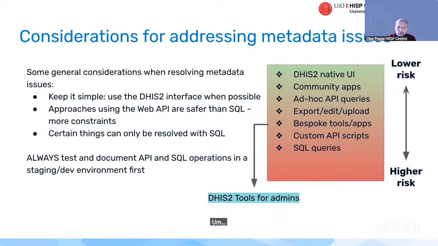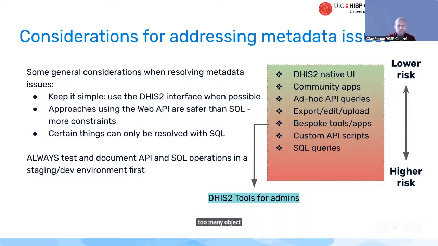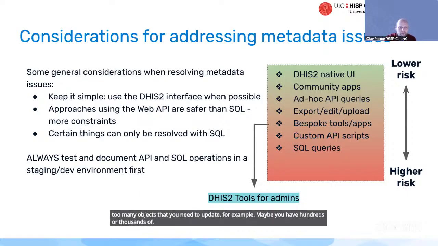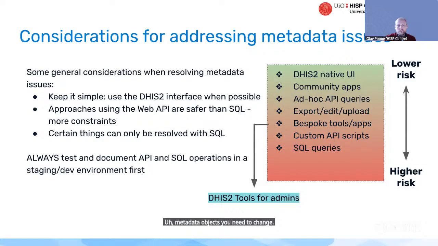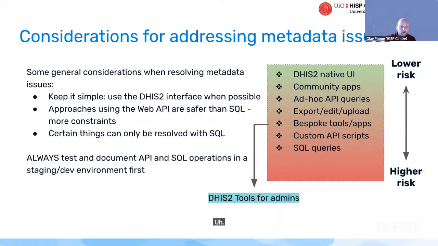When that's not possible, either because it's an operation that is not possible to do in the user interface, or because you just have too many objects that you need to update, for example. Maybe you have hundreds or thousands of metadata objects you need to change. Then using the API is safer than using SQL in the Postgres database because there are more restrictions and validations in the API. But then there are some things that you have to rely on SQL to resolve.